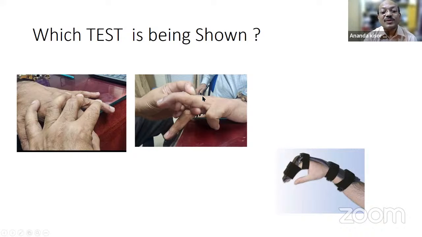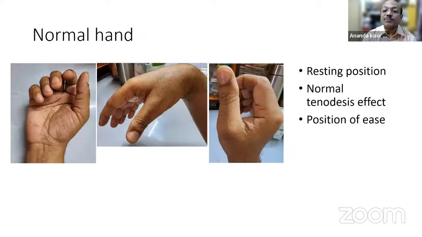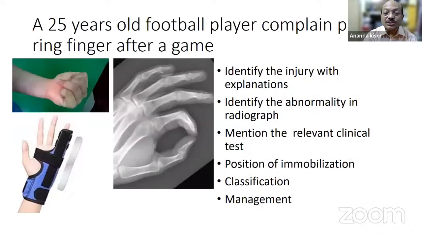That is one method. Another method: you have to fix the middle phalanx and the proximal phalanx against a table, and then ask the patient to extend the DIP joint. So this is the test of the flexor digitorum profundus tendon. Now, another question: mention the relevant clinical position of immobilization.